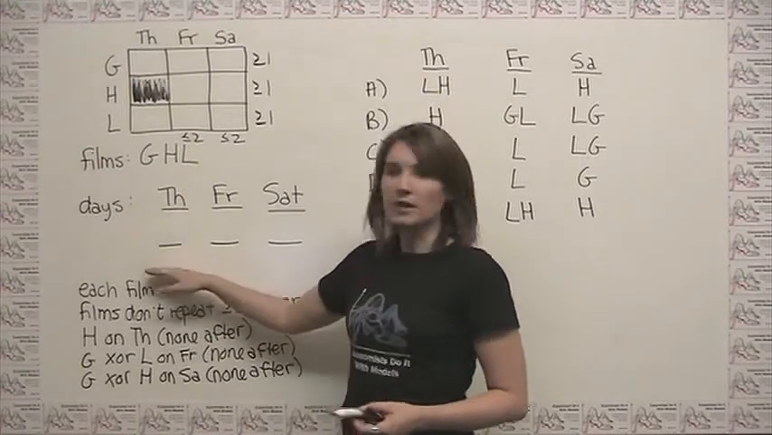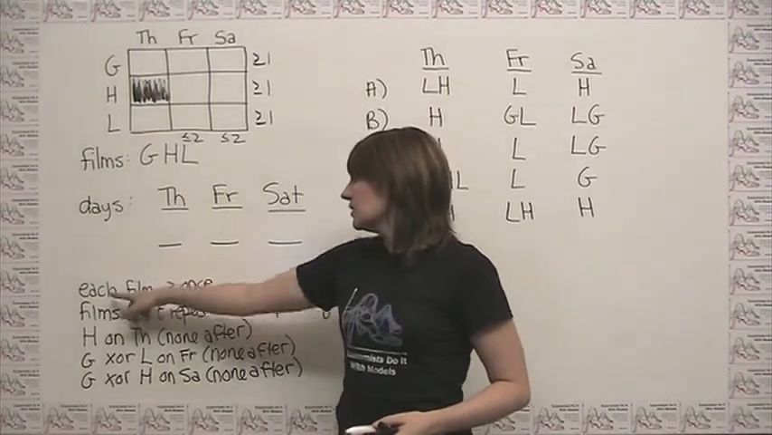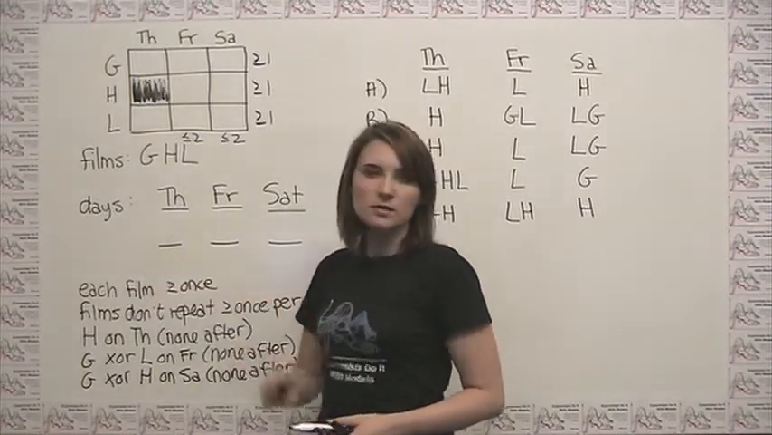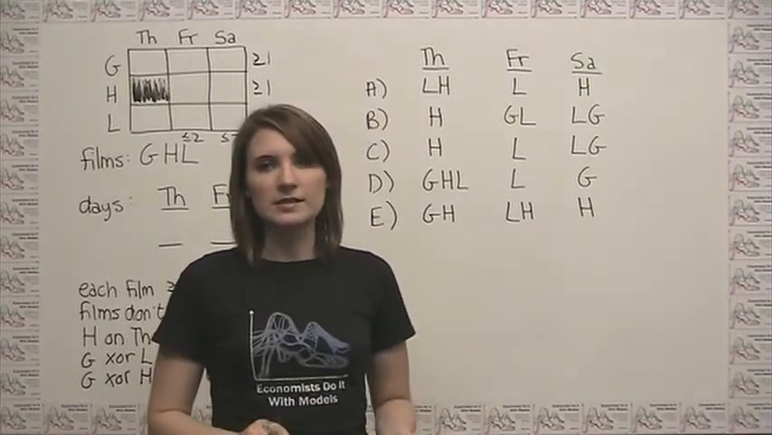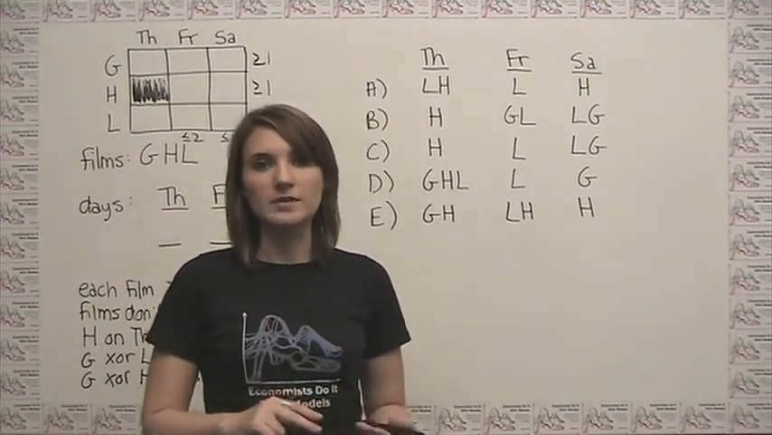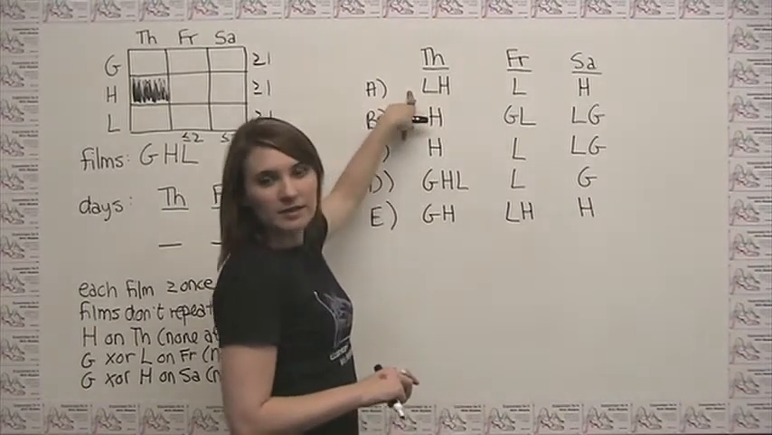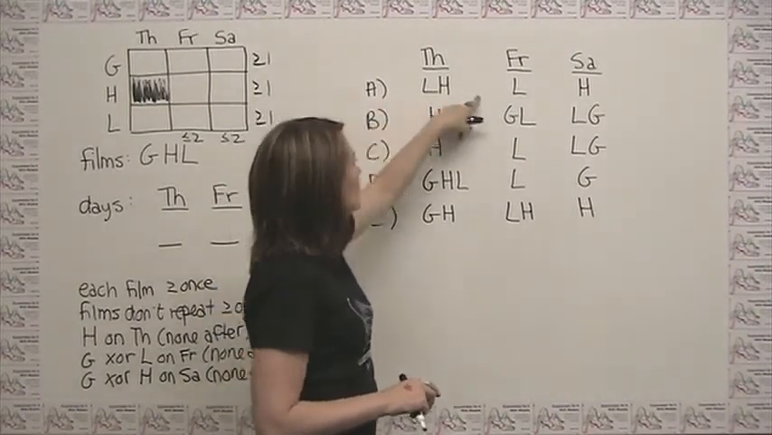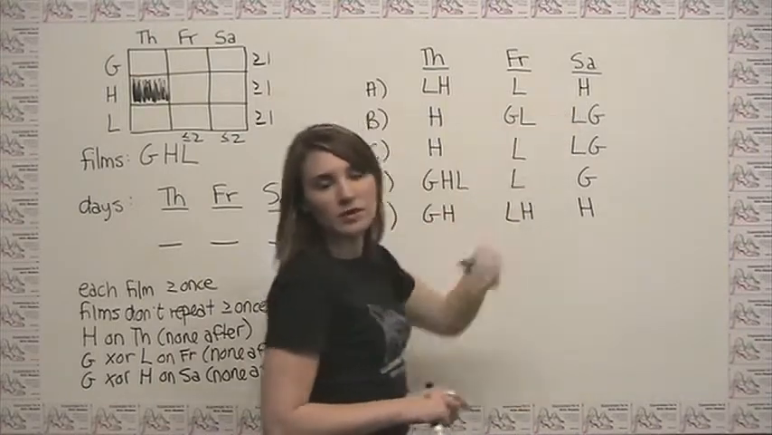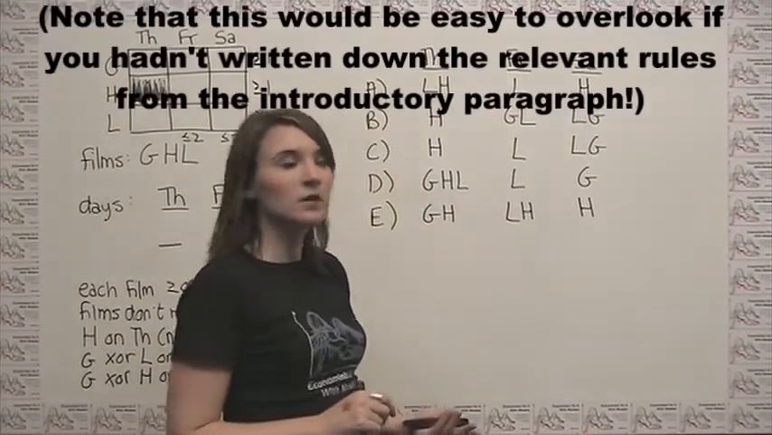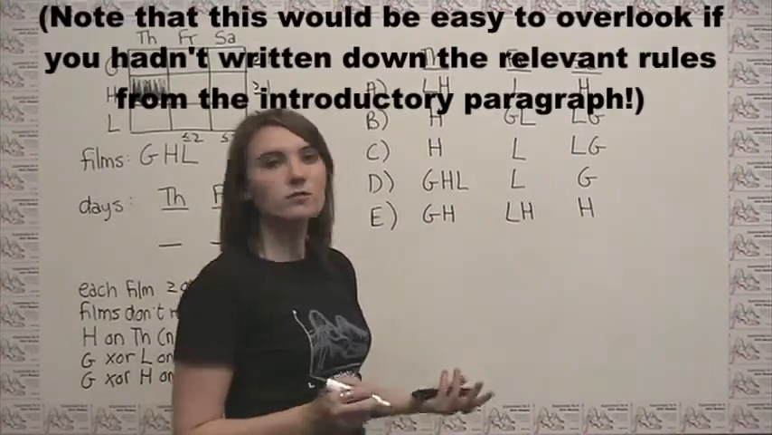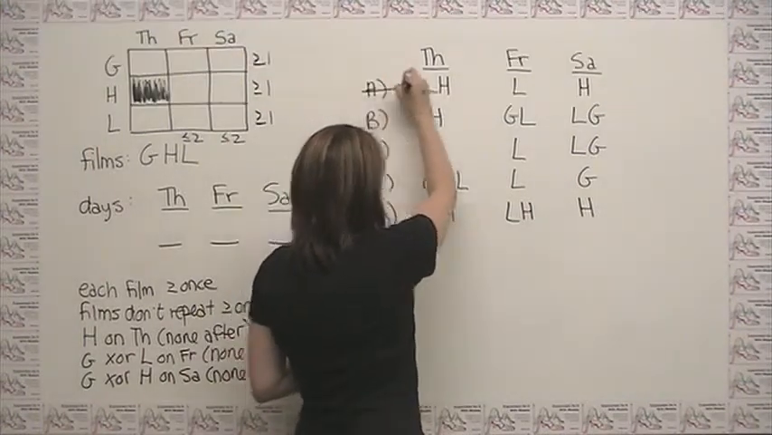The first rule here is that each film is shown at least once. So we can make sure in all of our answer choices that G, H, and L all show up somewhere. Notice that choice A breaks very easily because we only have L and H show up and G is actually missing. So just based on that first rule, we can cross this guy out.